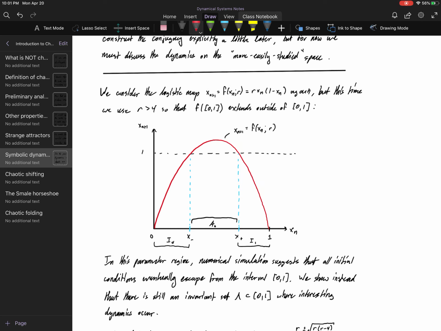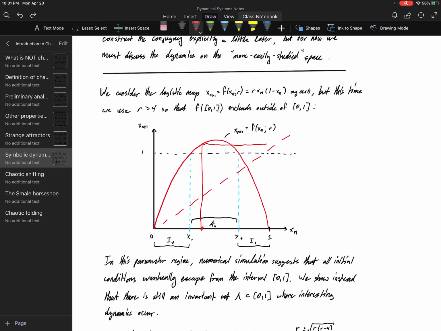Now this is important because if anything sitting in this interval, what I'm calling A, gets mapped up here, then our cobweb is going to, well, let me see where our cobweb is. Cobweb's going to be roughly here. Cobweb is going to immediately throw that guy outside of the 0 to 1 interval.